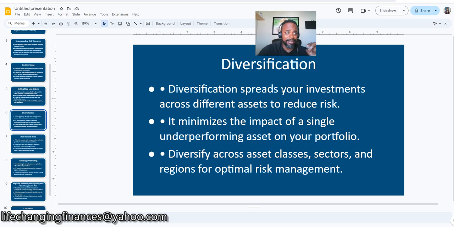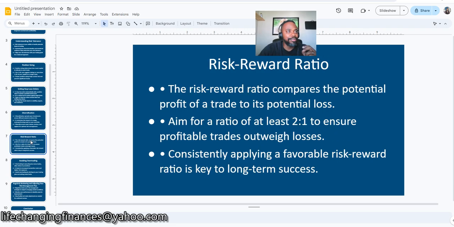Now, diversification spreads your investments across different assets to reduce risk. So, pretty much, this is saying not to put all your eggs in one basket. And this is one of the ways you can do so. Now, it minimizes the impact of a single underperforming asset on your portfolio. Okay. Diversify across asset classes, sectors, and regions for optimal risk management. All right, so let's move on to risk reward ratio, which is where that greed can come in handy. And for me, I've learned, guys, if I see green, I'm out. I'm done. I'm not sitting there playing games.